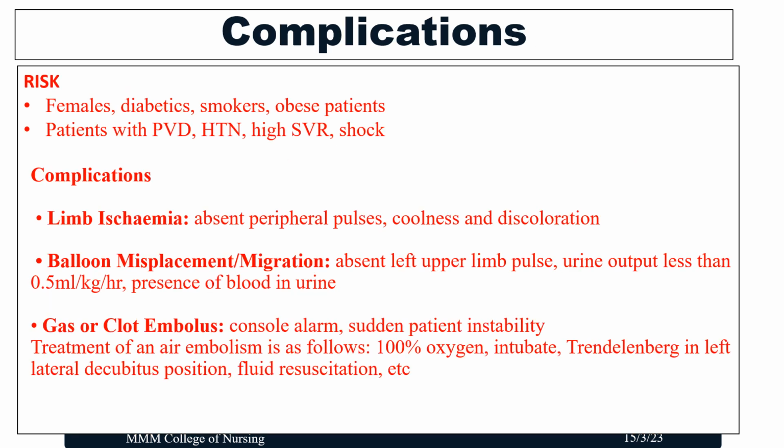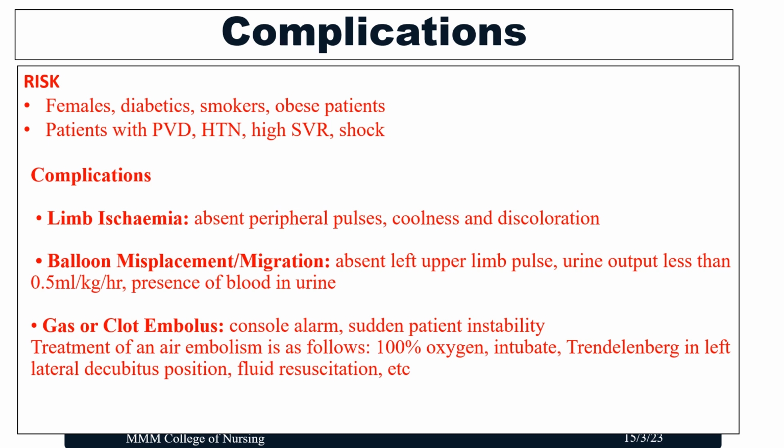Complications. The common complications associated with IABP include the following. The people at risk for developing complications are female, diabetic patients, smokers, obese patients, and patients with peripheral vascular disease, hypertension, and high systemic vascular resistance or shock. So the common complications include, the first one, limb ischemia. In such cases, we can identify absent peripheral pulses, coolness and discoloration in the lower extremity.